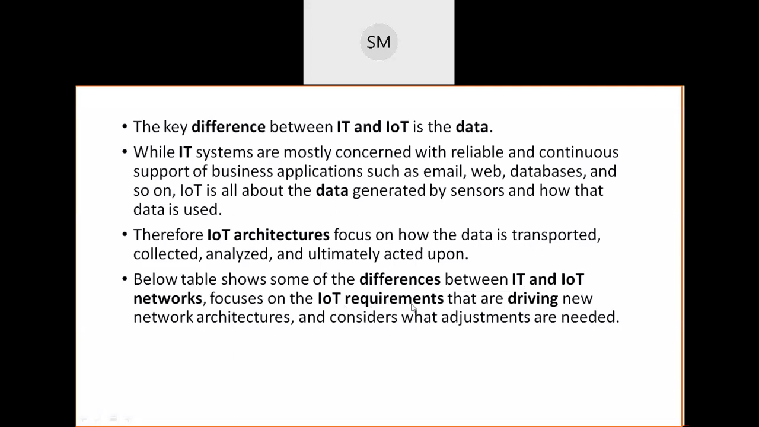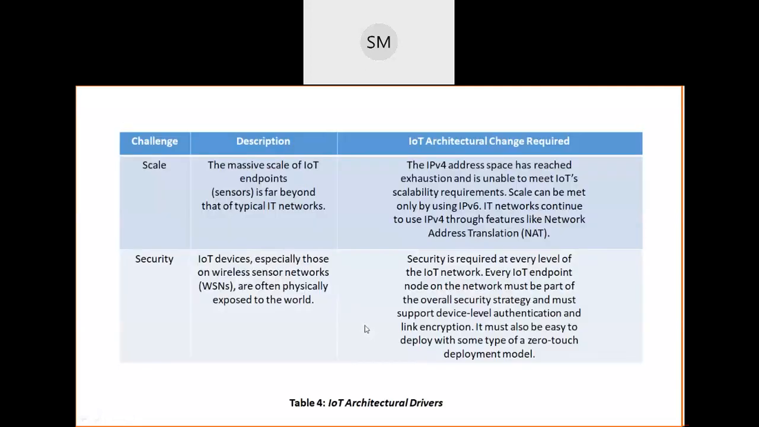Right now, what are the existing components in IoT? And still, what do we want? IoT requirements that are driving the new network architectures, and considering what adjustments and improvements are needed. See here, the first column is the challenge.